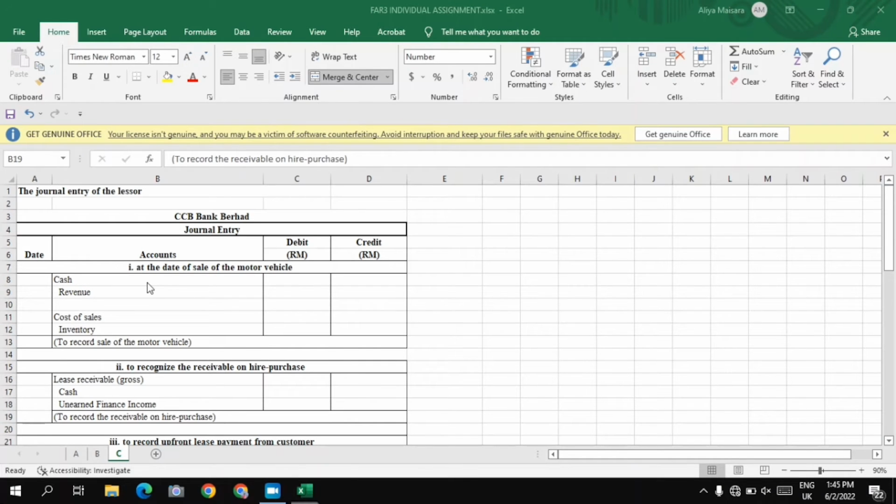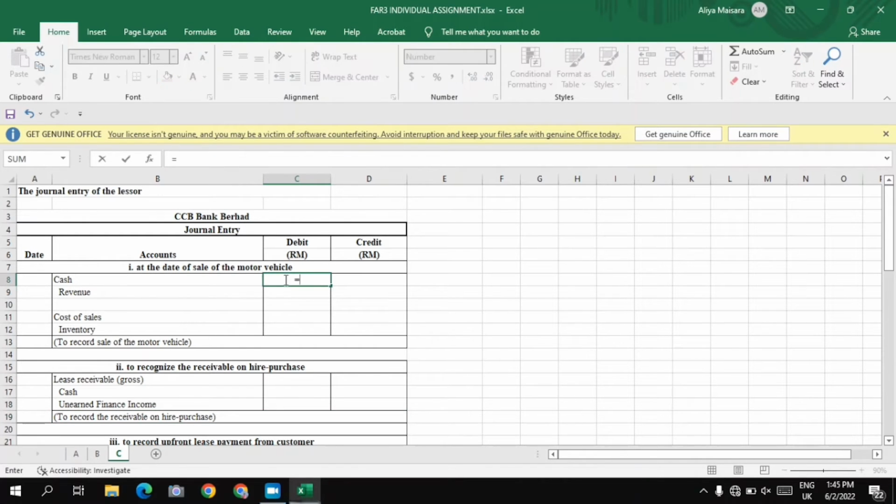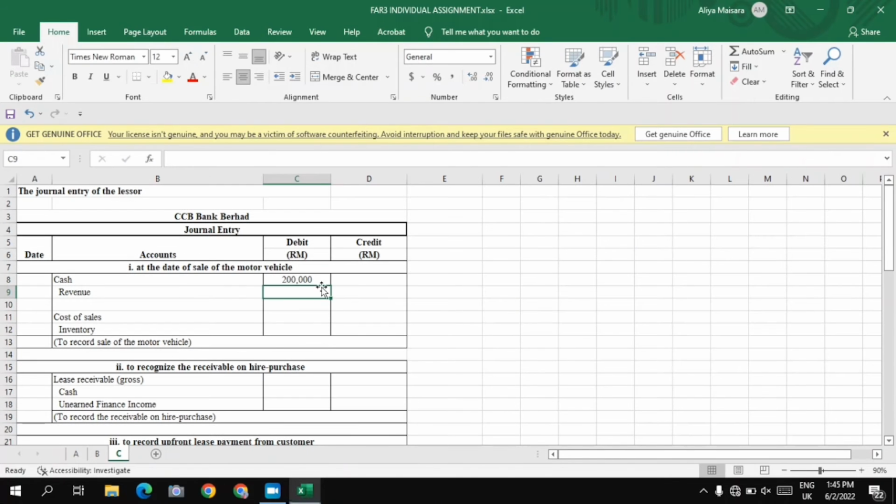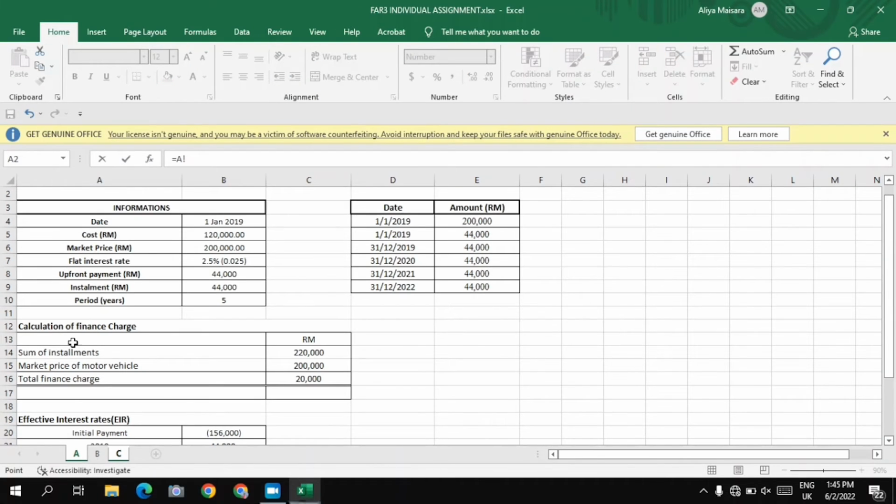Next question, C, is the journal entry of the lessor. The first one is the date of the sale of the motor vehicle. We will debit cash and credit revenue amounting to 200,000 ringgit taken from the market price of the motor vehicle. Next, we will debit cost of sale and credit inventory from the cost of sale 120,000 ringgit.